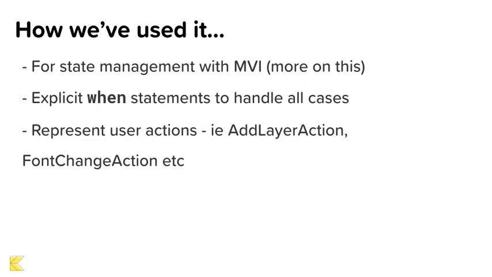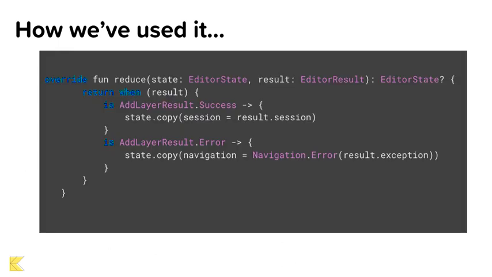So we've used it quite heavily for state management within our apps. I'm going to get more on this later, but basically with MVI it's quite nice to use it. It allows you to do explicit when statements to handle all of those different cases for that specific sealed class. And we've used it to represent actions within our app. For instance, when a user clicks on a button or changes the color of a font of a layer, we have all of these represented as sealed classes that are kind of named actions. So this is an example of how we've used it.